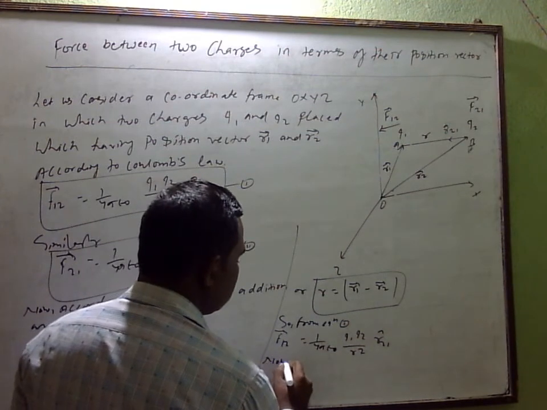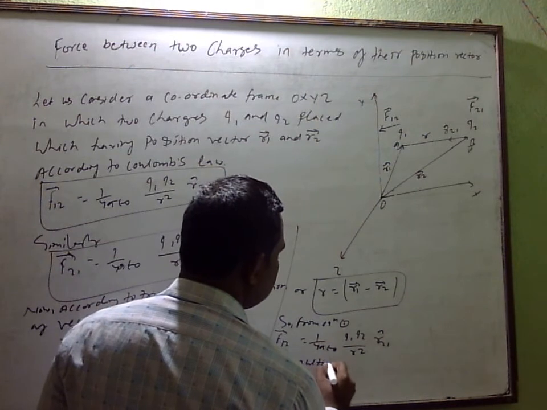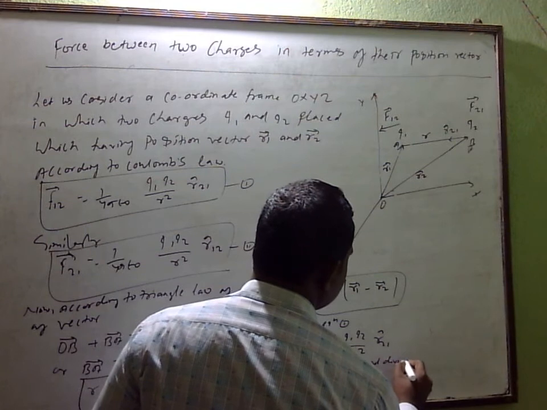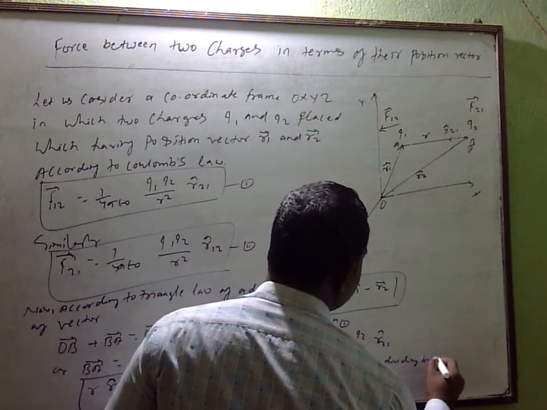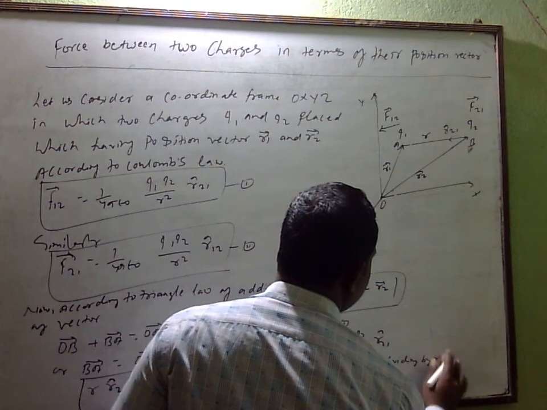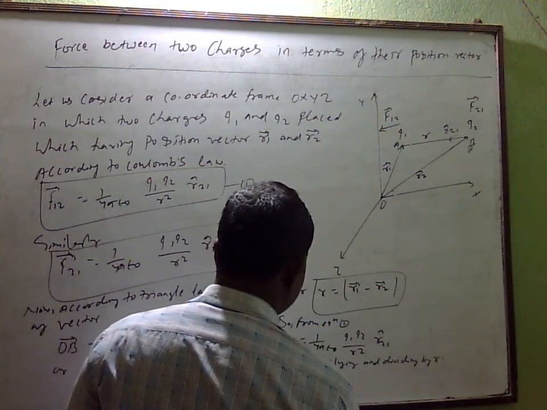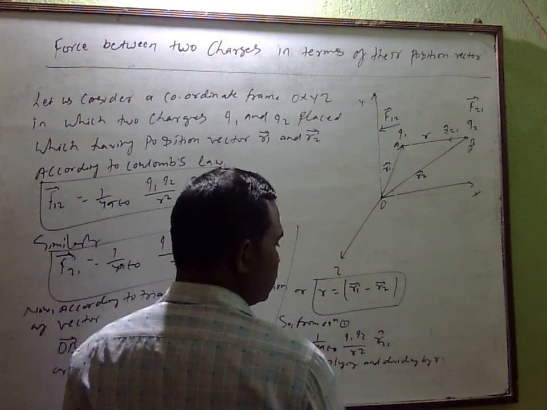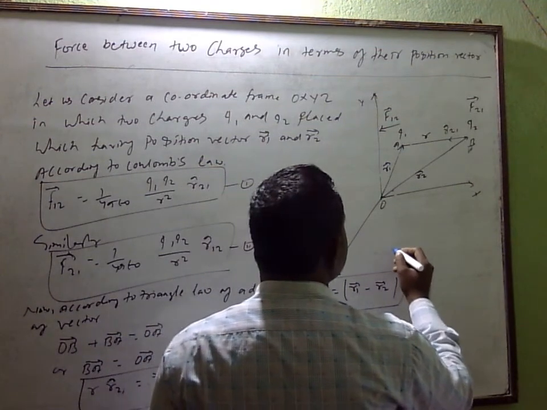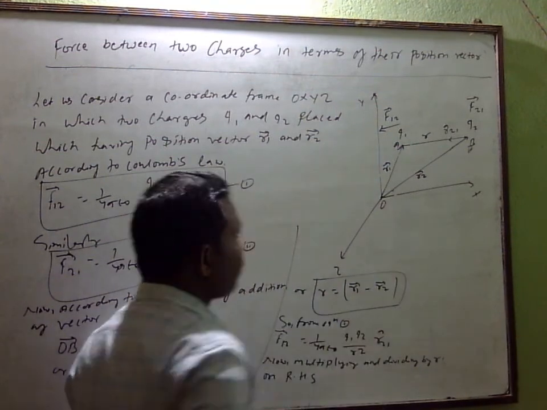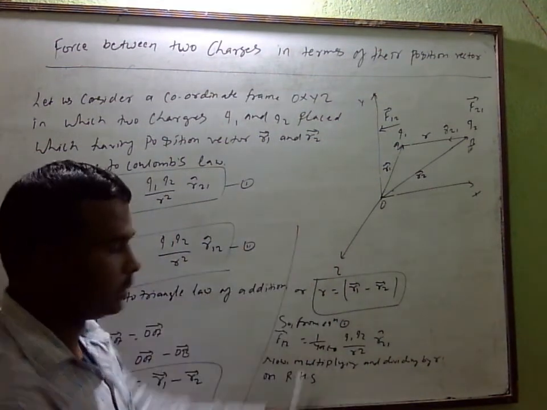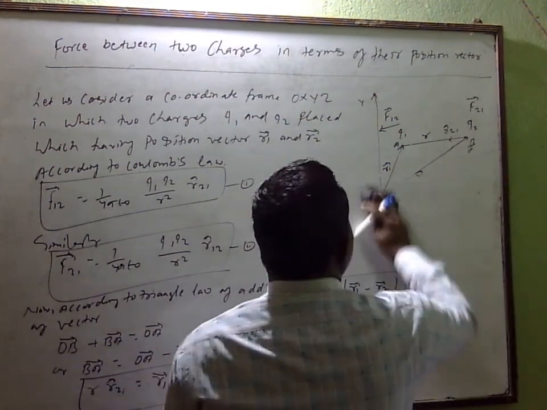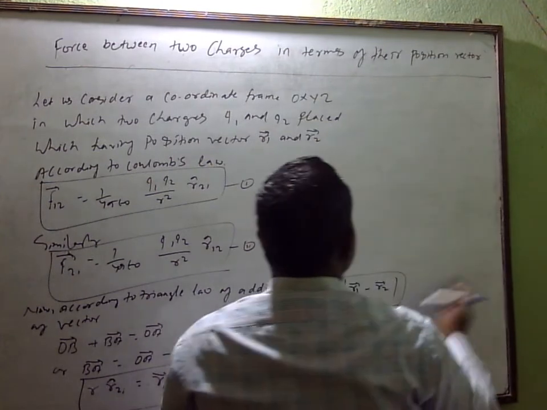Okay, now multiplying and dividing by R on RHS, only on RHS sides. Okay, so you will write here, this we can remove now, this, okay, because there is less space, so we can remove these ones.